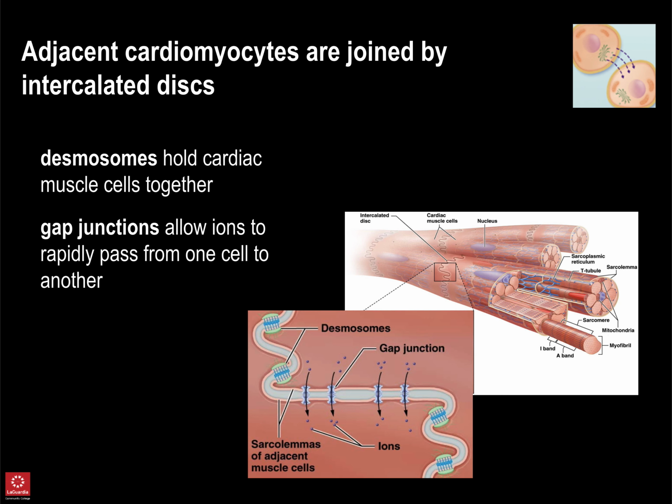Adjacent cardiomyocytes are joined by what we call intercalated discs. Intercalated discs include desmosomes, which hold the cardiac muscle cells together, and gap junctions, which allow ions to rapidly pass from one cell to another. This allows these cells to be, electrically speaking, one large cell. So even though they are uninucleate, because of the gap junctions, they can function as a set of cells.